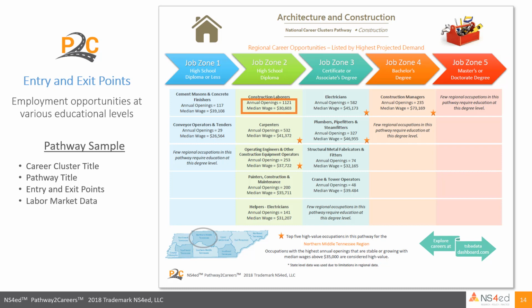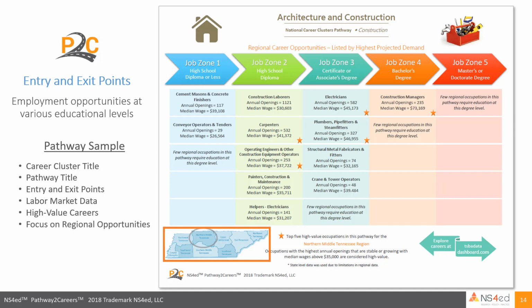This pathway also lists labor market data for each occupation to encourage informed career decisions with regard to market demand and expected annual wage. The top 5 high-value careers are marked with a star to easily show which pathway careers are highest in openings overall, while also providing a living wage or better. Finally, this pathway presents occupations that are relevant to a specific region. In this case, the information is for the northern middle region of Tennessee.